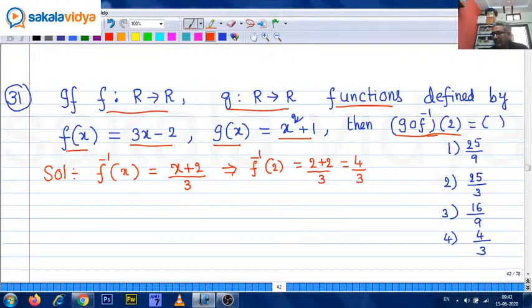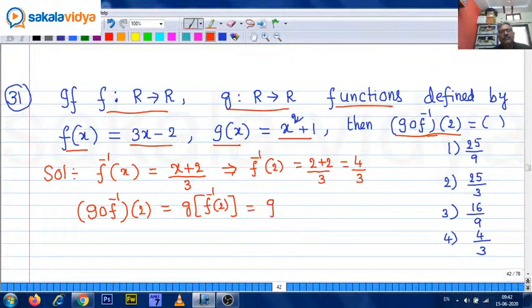Now let us come to the question. What is the question here? G circle f inverse of 2. This can be written g of f inverse 2. So f inverse 2 is replaced by 4 by 3. G of 4 by 3.